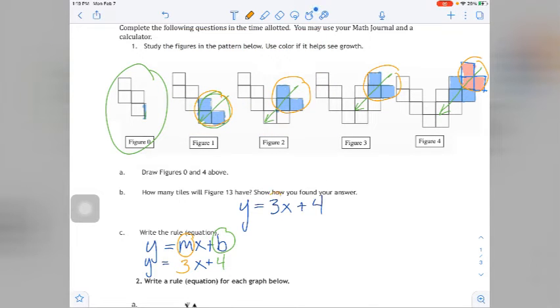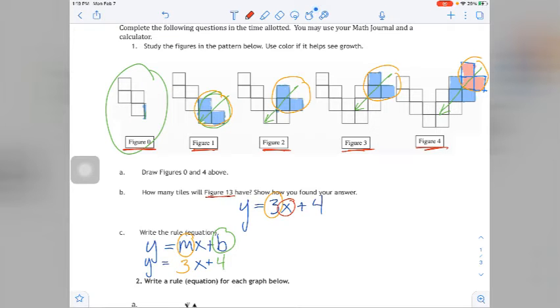I know that 3 is the number of tiles it is adding each time, right? Which means each new figure number. So that means 3 times the figure number. So each figure number, we're adding 3. So basically what that means is that these figure numbers here, this is what we're talking about when we're talking about x.